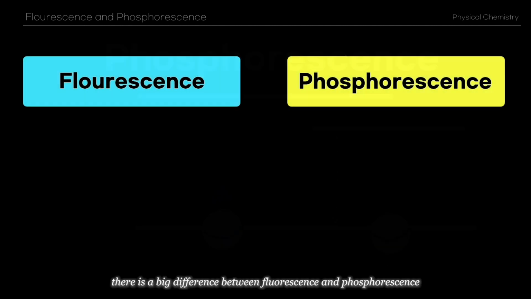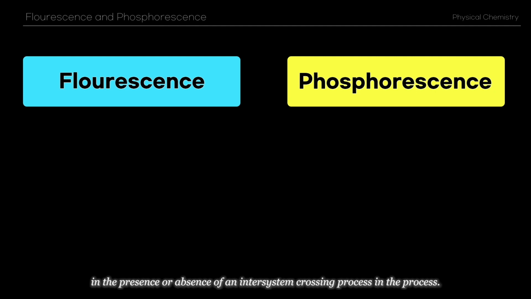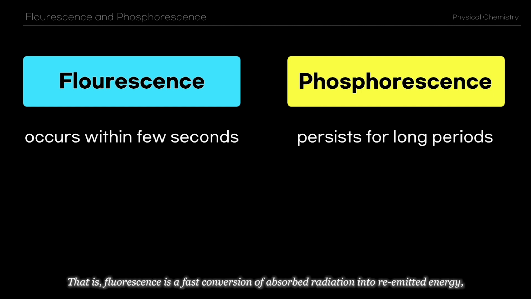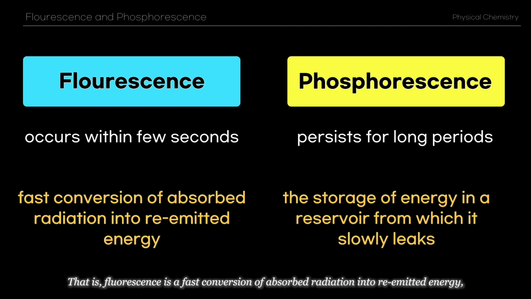As we saw earlier, there is a big difference between fluorescence and phosphorescence in the presence or absence of an intersystem crossing process. Other than that, in fluorescence, spontaneous emission of radiation occurs within a few nanoseconds after the exciting radiation is extinguished. In phosphorescence, the spontaneous emission may persist for long periods. That is, fluorescence is a fast conversion of absorbed radiation into re-emitted energy, and phosphorescence involves the storage of energy in a reservoir from which it slowly leaks.